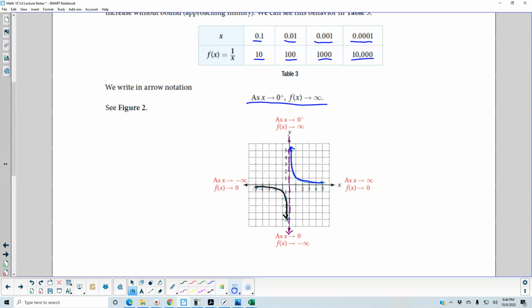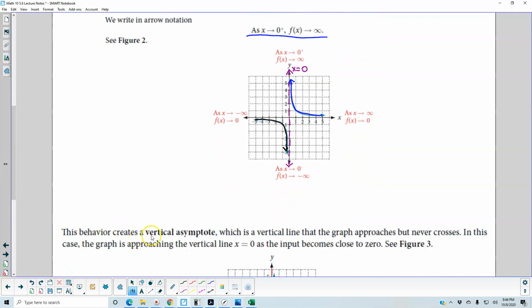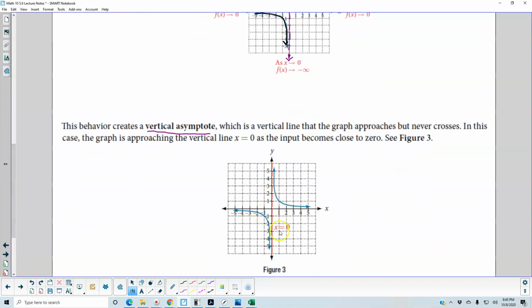And that vertical line has a specific name. In this particular case, the vertical line is passing through x equals 0. So this behavior creates a vertical asymptote, which is a vertical line that the graph approaches but never crosses. The graph is approaching the vertical line x equals 0 as the inputs become close to 0, both from the right and from the left. So you can see here is our vertical asymptote.